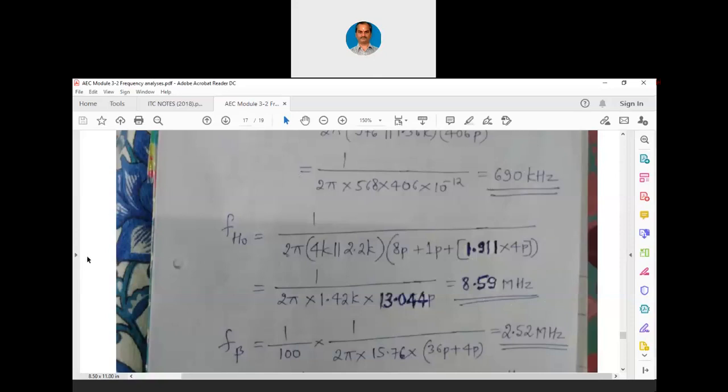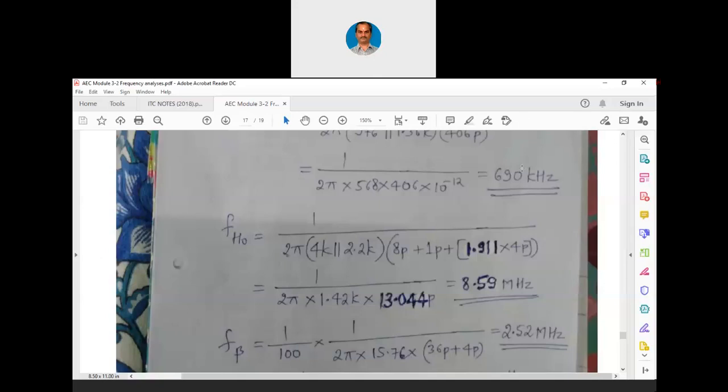At the input side, we have this base to collector capacitance counterpart. Remember, we are dealing with the parasitic capacitances. We are not dealing with the actual discrete capacitances that we are using in the circuit diagram. We are dealing with the parasitic capacitances which are within the device, between base to emitter, base to collector, or collector to emitter, then wiring at the input and the output. That is why we had derived the Miller's capacitance formula.